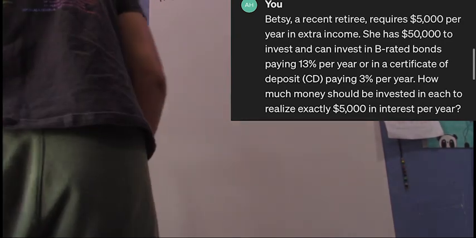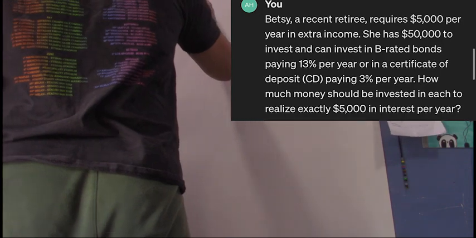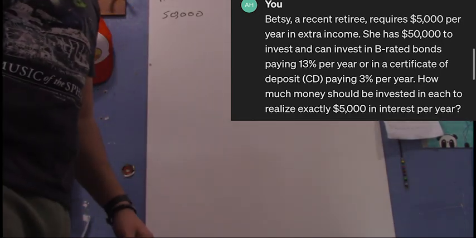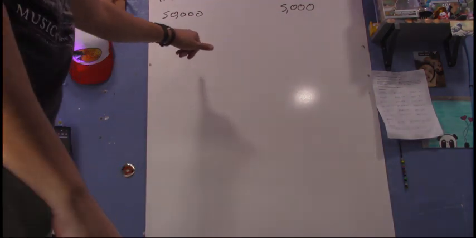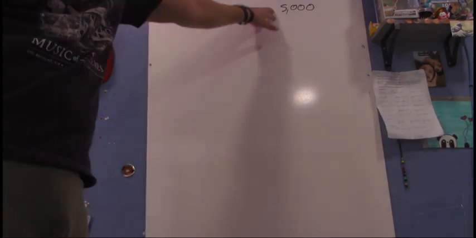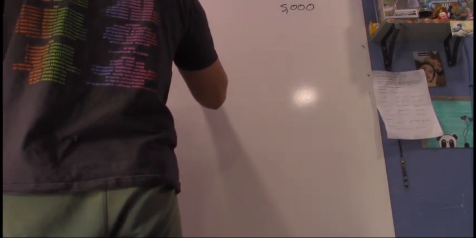So it says that Betsy has $50,000. So she has 50,000, right? And she wants to have an annual return of 5,000. Correct? So this is what she has. This is what she has right here, and this is what she wants back, right? Furthermore, in her portfolio, she has listed B-rated bonds and CDs, right?